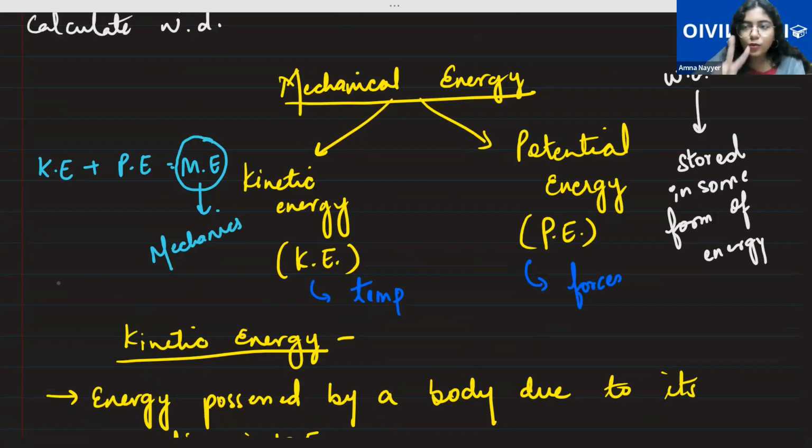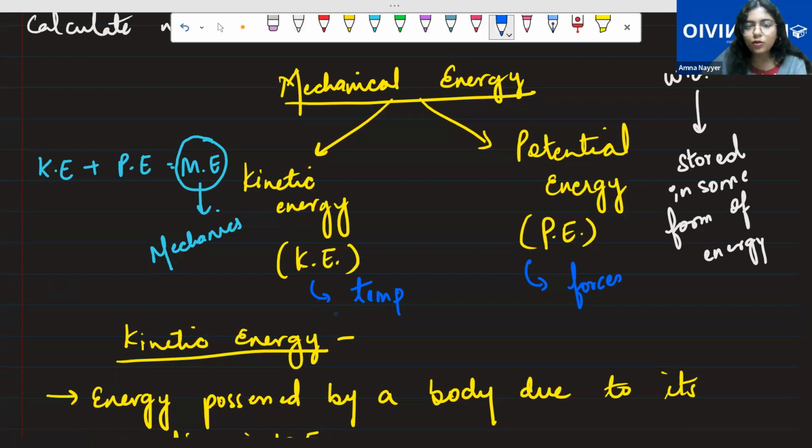So energies are of two types. Energies are of various types, but you just have to do two kinds of energies: the kinetic energy and the potential energy. Now, kinetic energy is related to temperature as well as movement, while potential energy is related to forces. It can happen that only kinetic energy is there, or only potential energy is there.